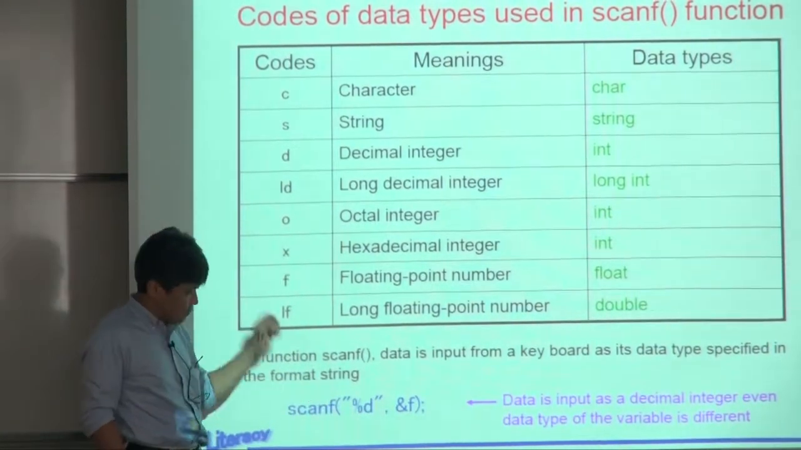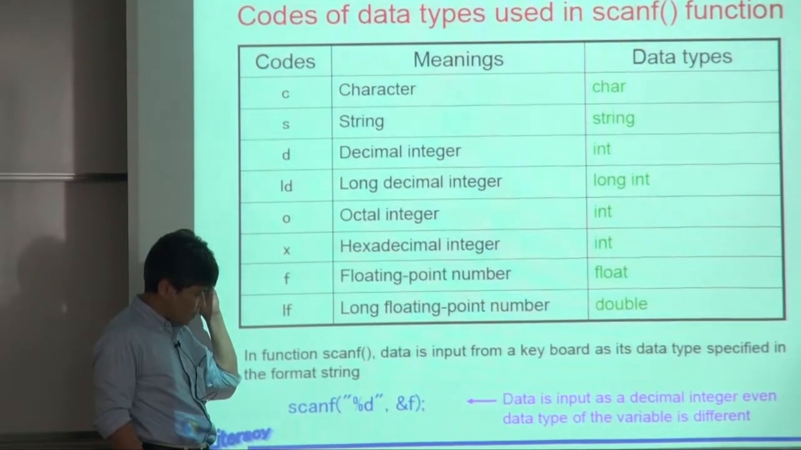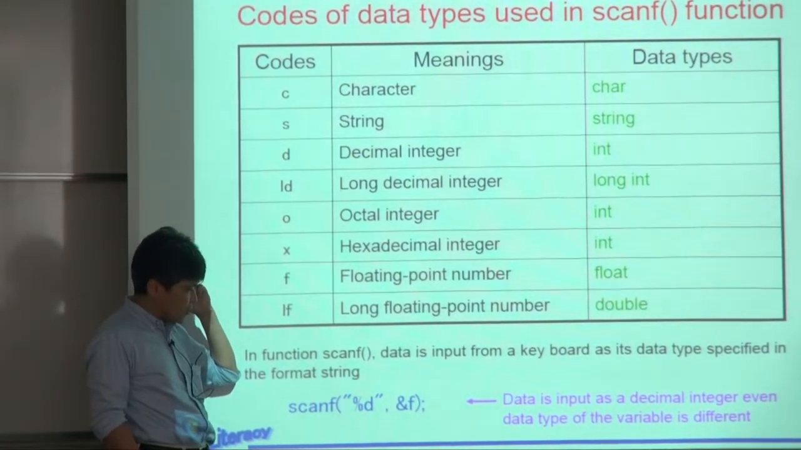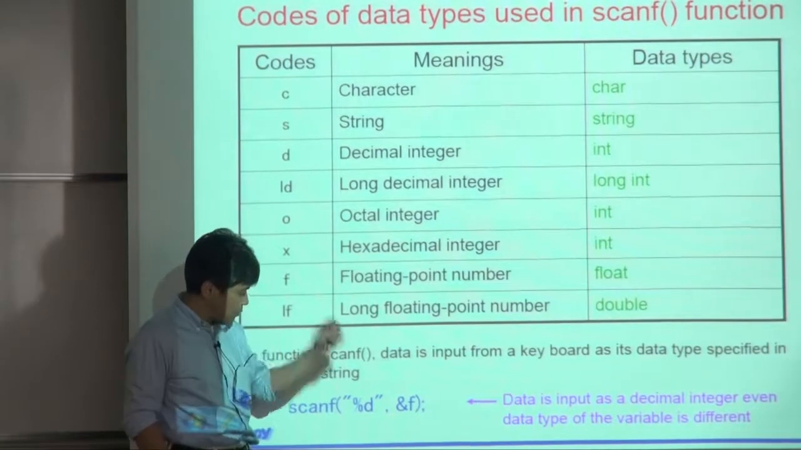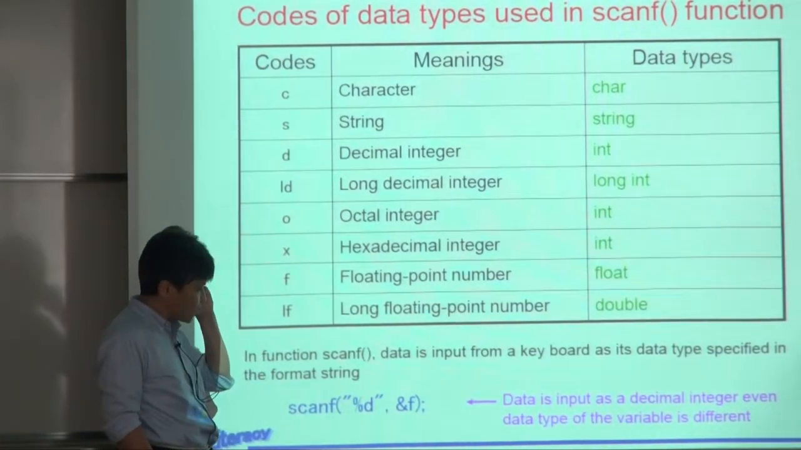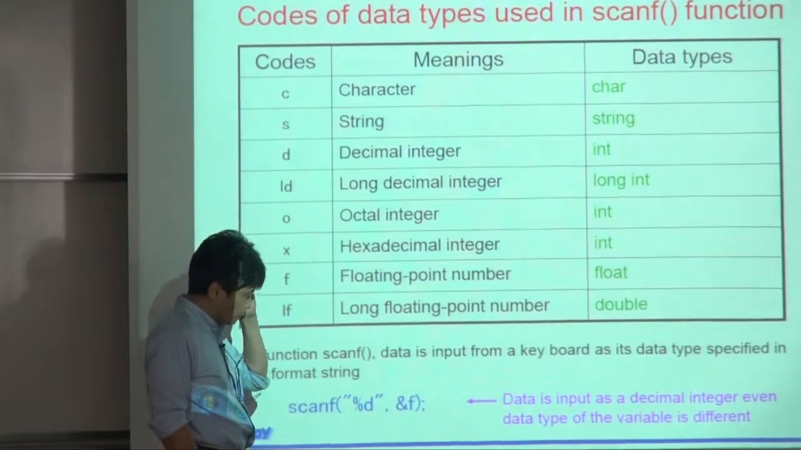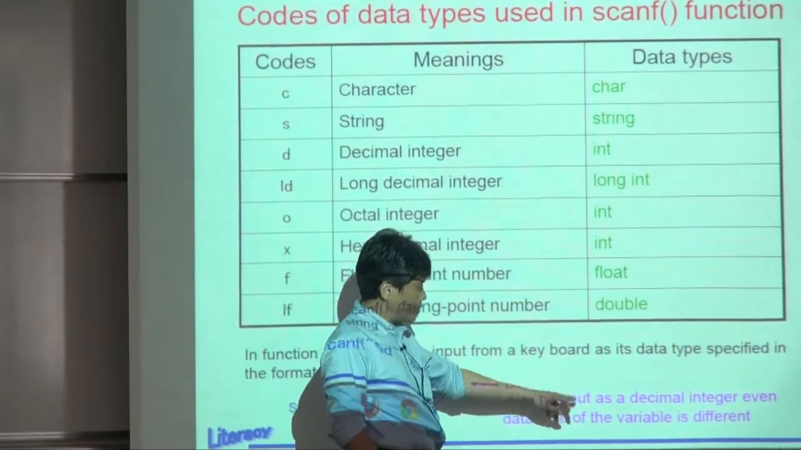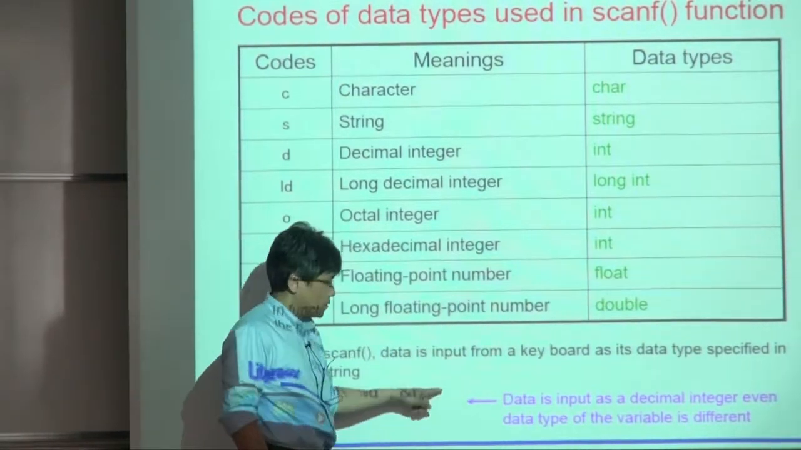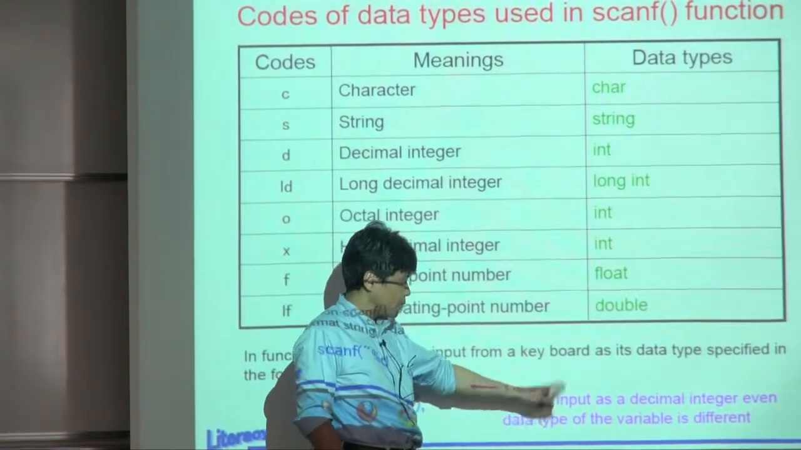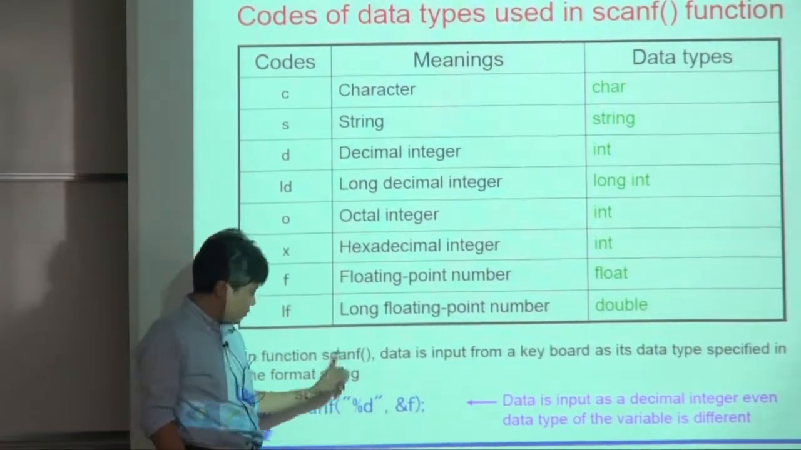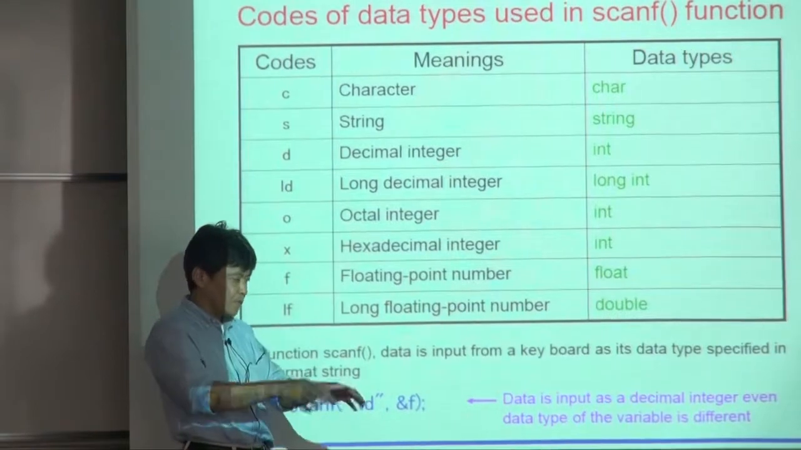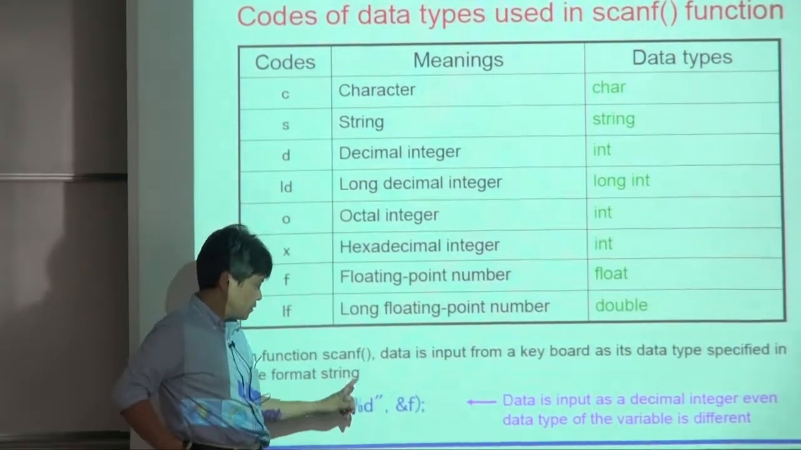So somehow maybe the actual data stored in this variable will be strange values. As shown here, the data is input as a decimal integer, even if the data type of the variable is different. Because in this case you specify decimal numbers, the entered value is treated as a decimal number.